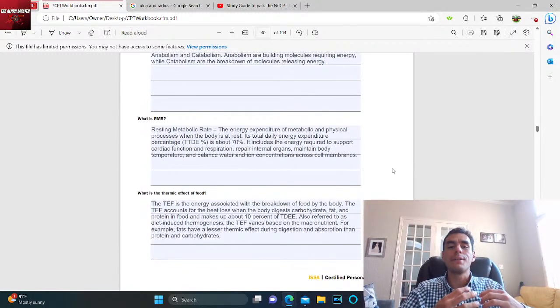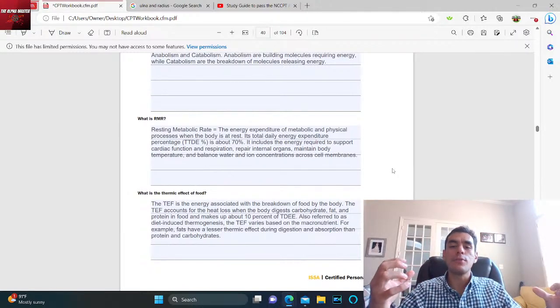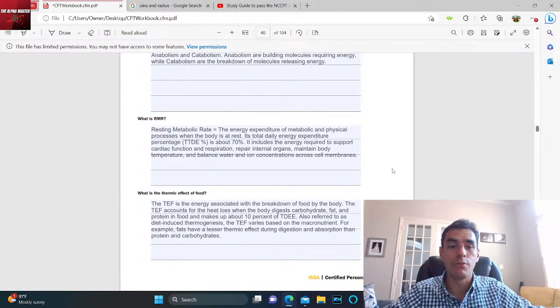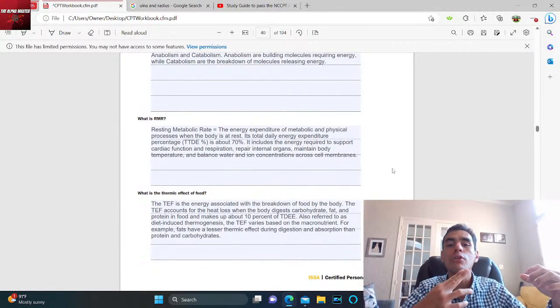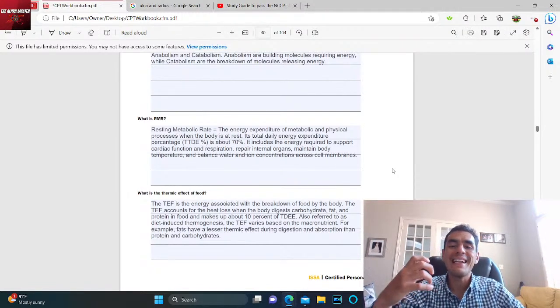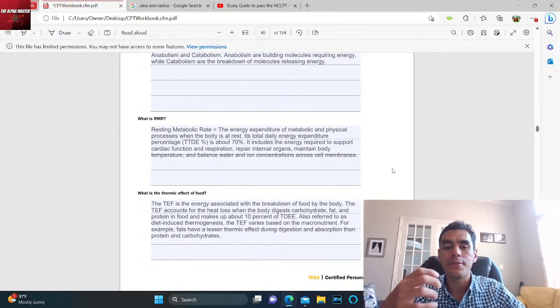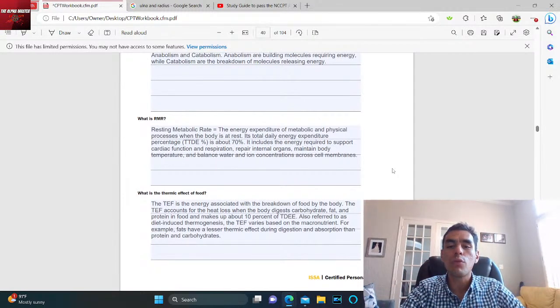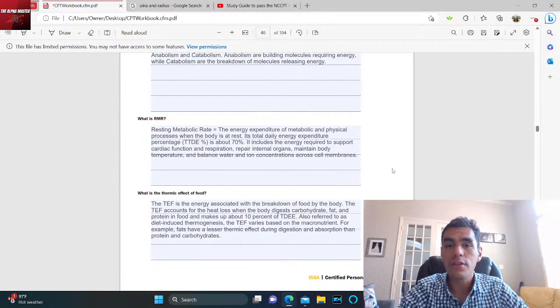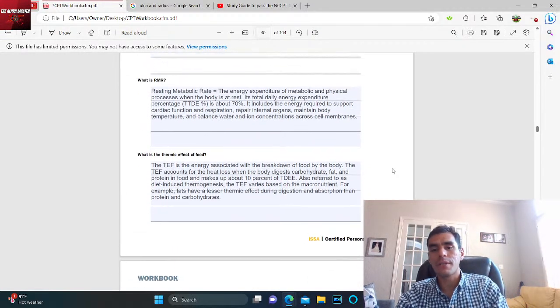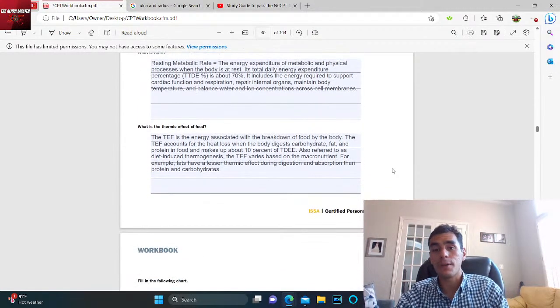That's resting metabolic rate, the energy expenditure of metabolic and physical processes when the body is at rest. Its total daily energy expenditure percentage is about 70%. It includes the energy required to support cardiac function and respiration, repair internal organs, maintain body temperature, and balance water and ion concentrations across cell membranes. That's going to be resting metabolic rate, about 70% of the total daily energy expenditures.